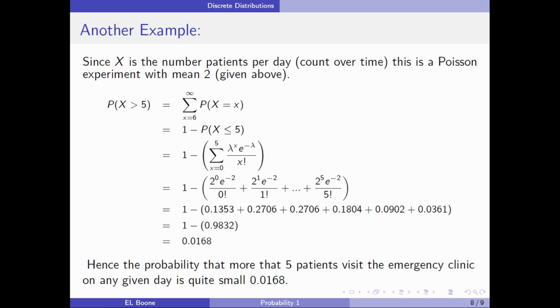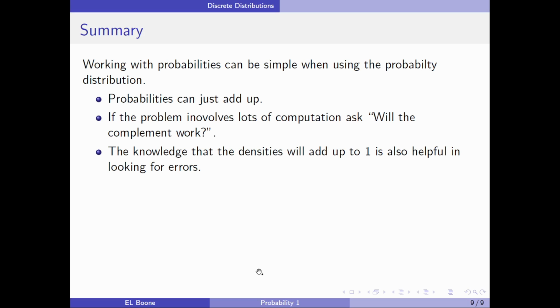Okay, so again, we've been playing with these probabilities. Probabilities just add up. And if the computation seems to be a little bit daunting, you should ask yourself, will the complement make this any easier? Because often it does. You don't always have to hit it head on; come from the complement side, and often it'll make your life a little bit easier. And notice that knowing that the densities add up to 1 is so helpful in this because we can also use it to look for errors.